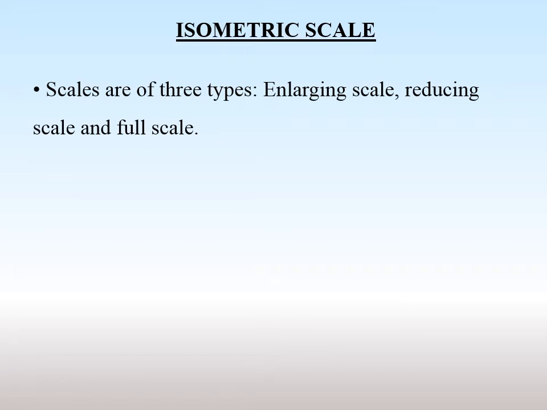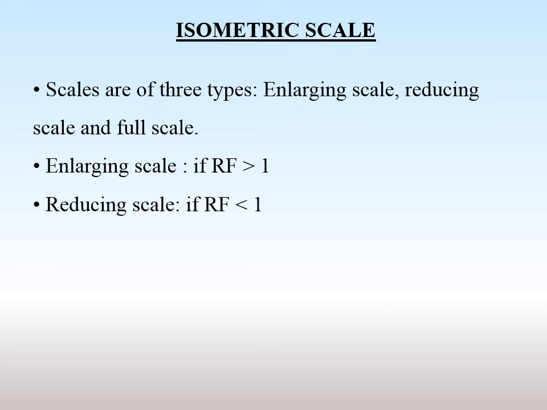The next topic is isometric scale. Before going into that, we should know what is meant by scale and the types of scale. It is of three types: enlarging scale, reducing scale and full scale. It is classified based upon the representative factor, which is abbreviated as RF. If RF is greater than 1, it is known as enlarging scale. If RF is less than 1, it is known as reducing scale. If RF is equal to 1, that is called full scale.